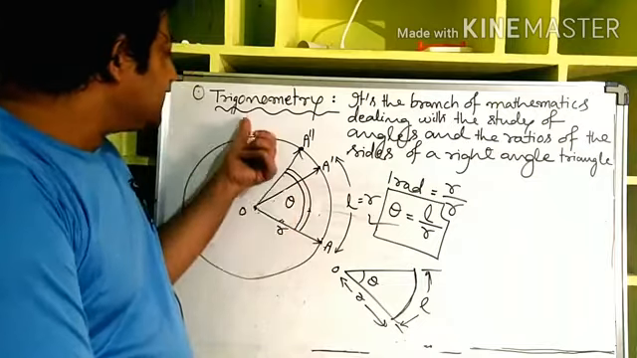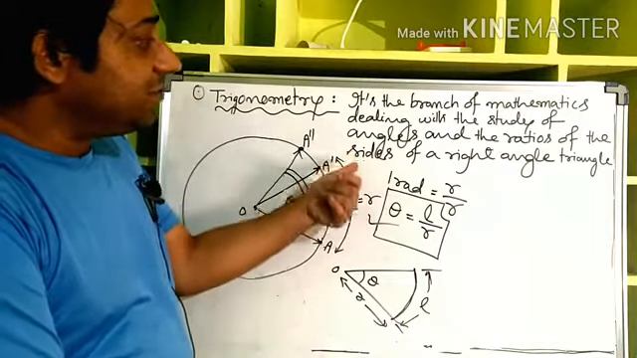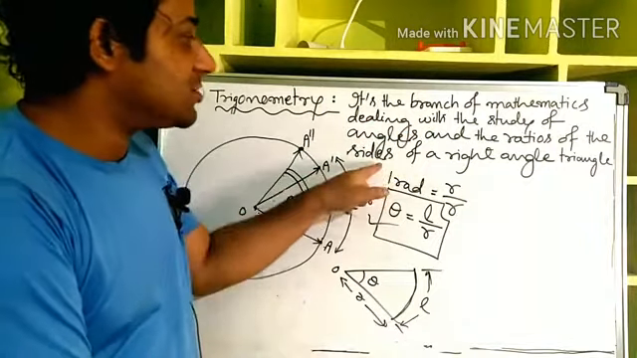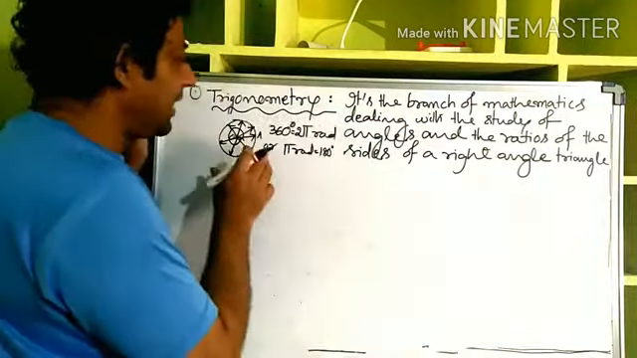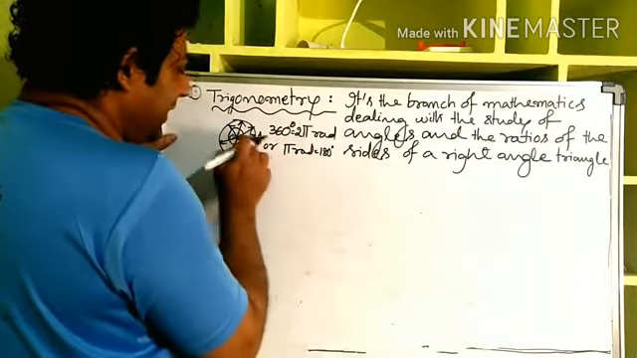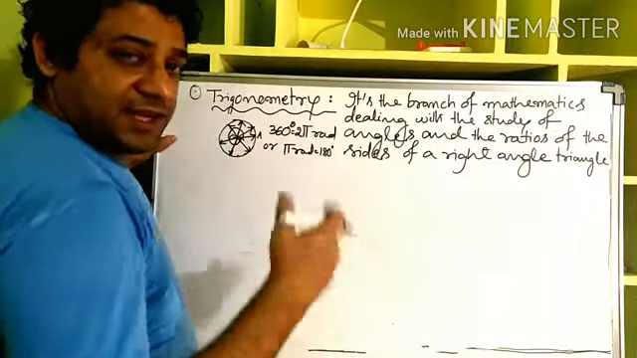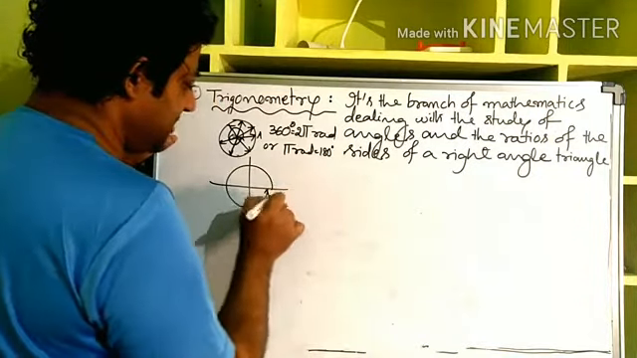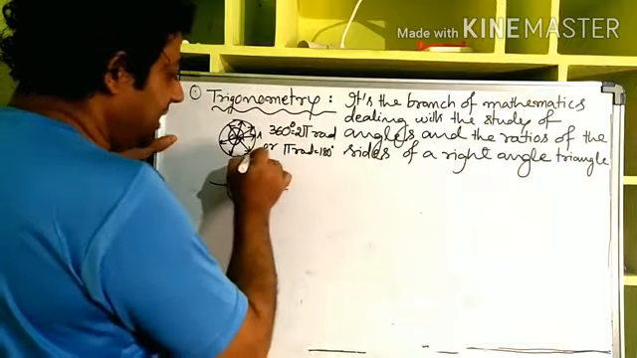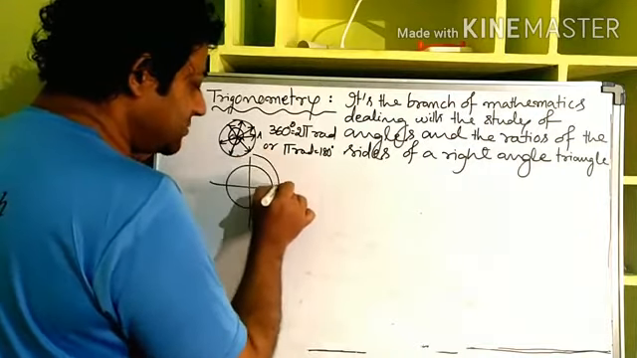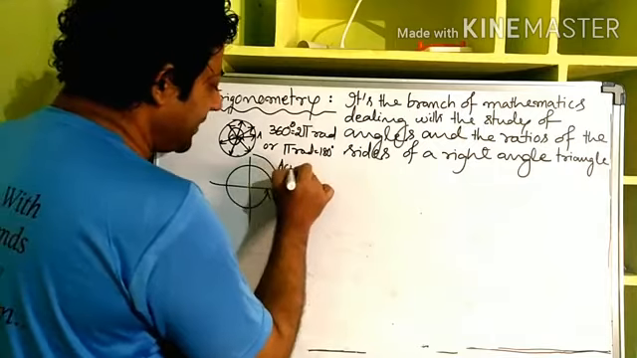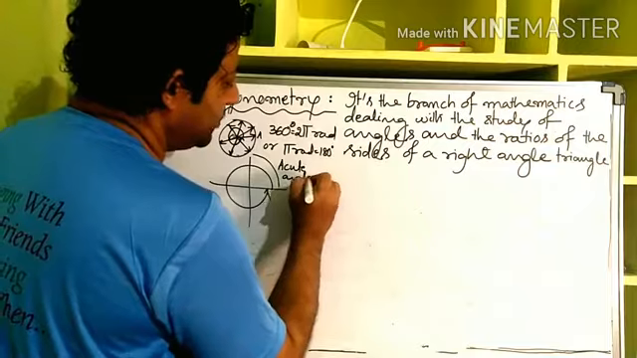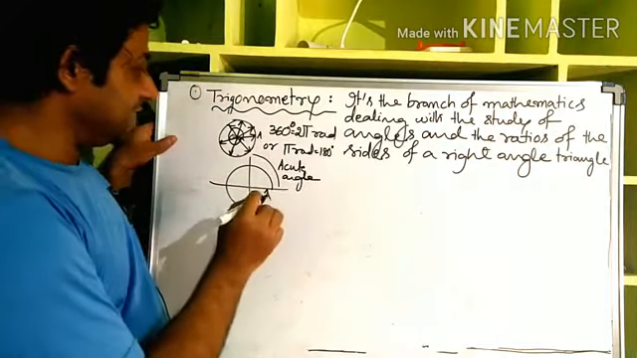But now from this we have got the idea of what is theta, what is angle. But after that, what is trigonometry? As the definition says, trigonometry is the branch of mathematics dealing with the study of angles and the ratios of the sides of a right angle triangle only. Now, the angle can be from 0 to 360, it can be anything in between that. But if the angle is between 0 to 90 degree, it's called acute angle. And if it's more than 90 degree, that's called obtuse angle.